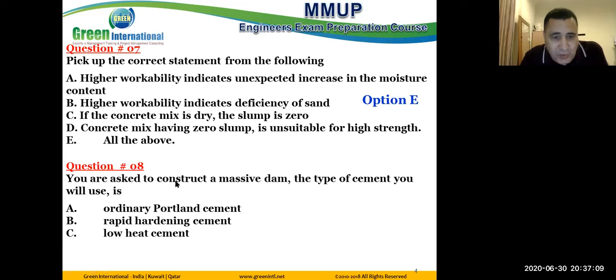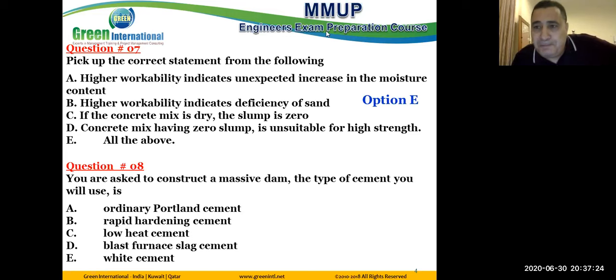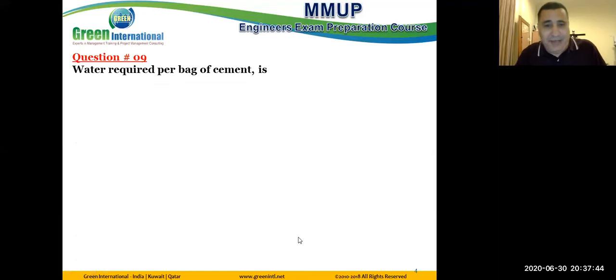You are asked to construct a massive dam. Massive dam, okay. B, C, massive dam. Rapid hardening cement, or low heat, guys, low heat. The answer is C, low heat. The answer is C.